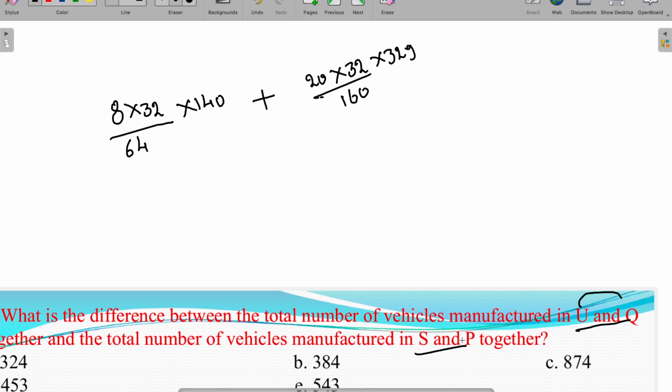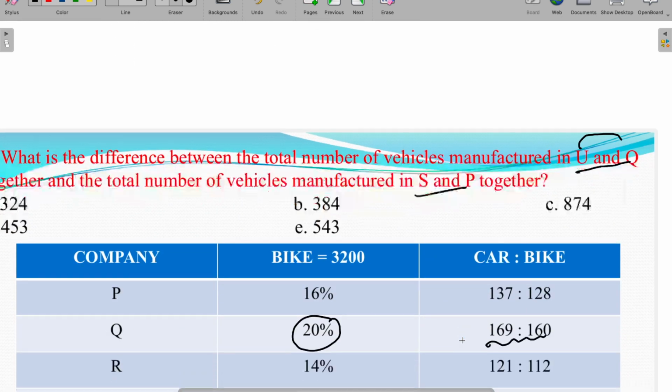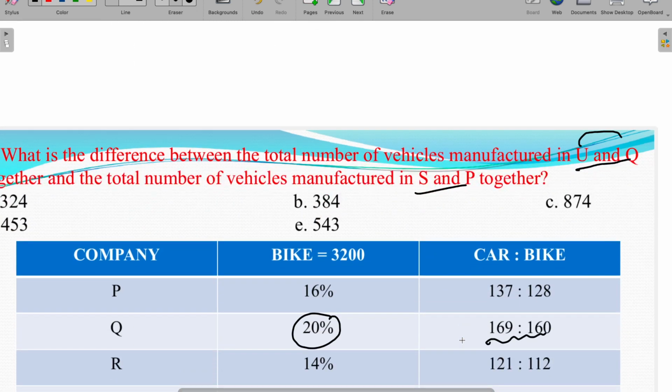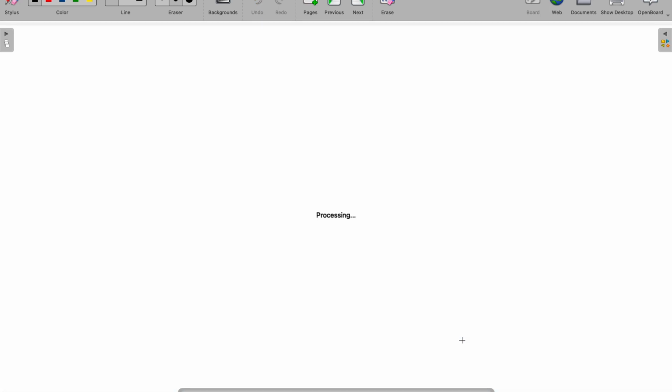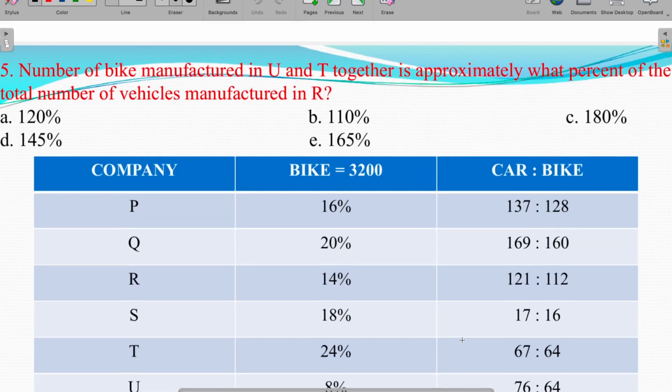I hope you can try this question. If you have difficulty with calculation in the exam, you can skip one question, no problem, but try this question yourself. I hope you will get the answer. Let's do one more. You do that calculation, no problem.